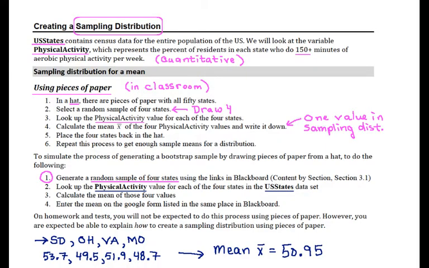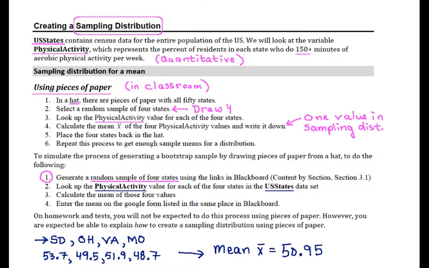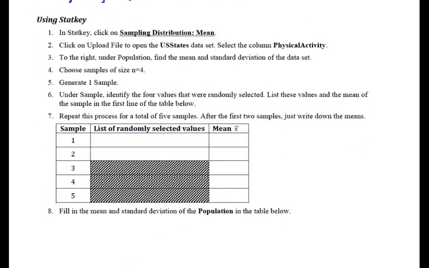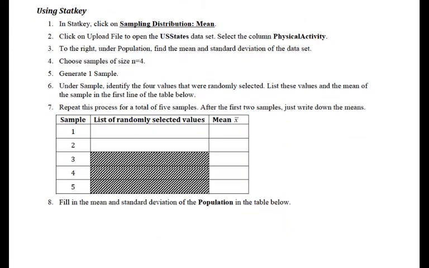But we're also going to do the same thing in StatKey and get a computer-generated graph that means the same thing that our graph means. So we're going to go to StatKey and first select this item here. Sampling distribution is the heading and mean is the link that we're going to click on. We're going to need to upload that US states data set and select the column physical activity, and then we will find the mean and standard deviation of the data set under the word population. But first, let's go ahead and get that file uploaded.